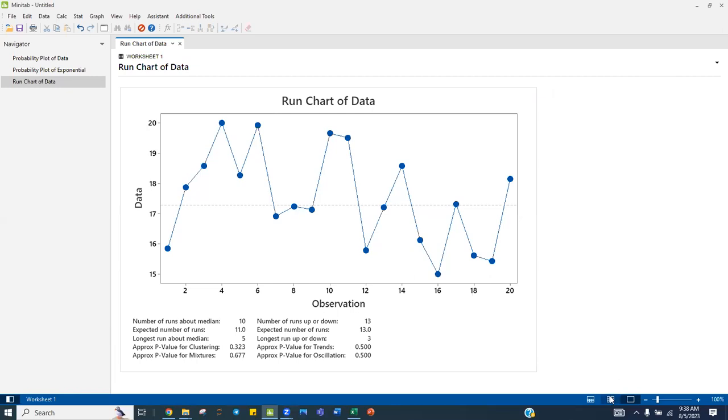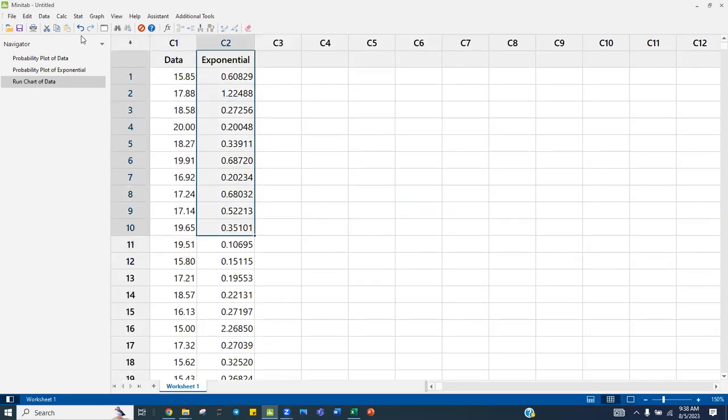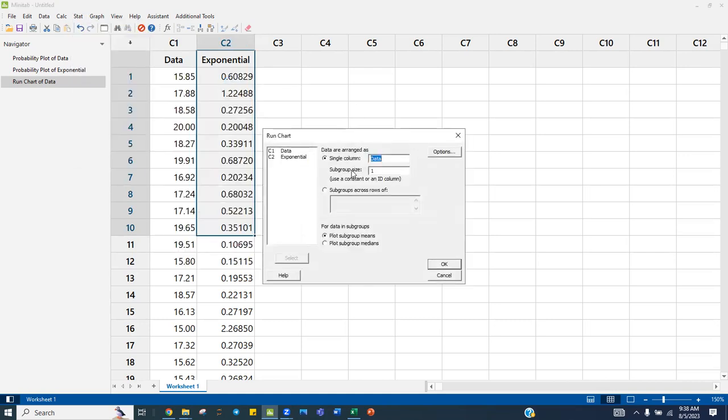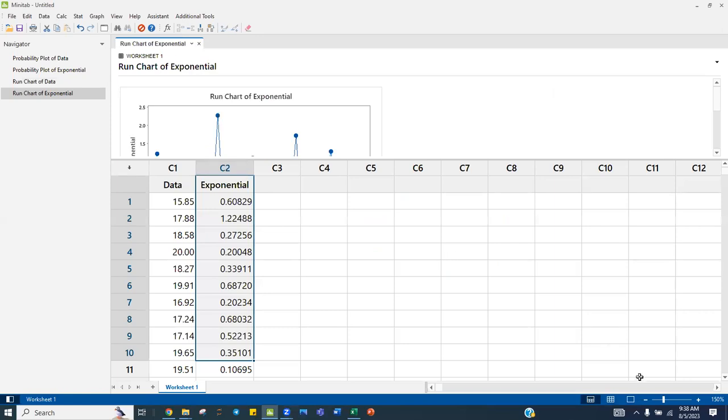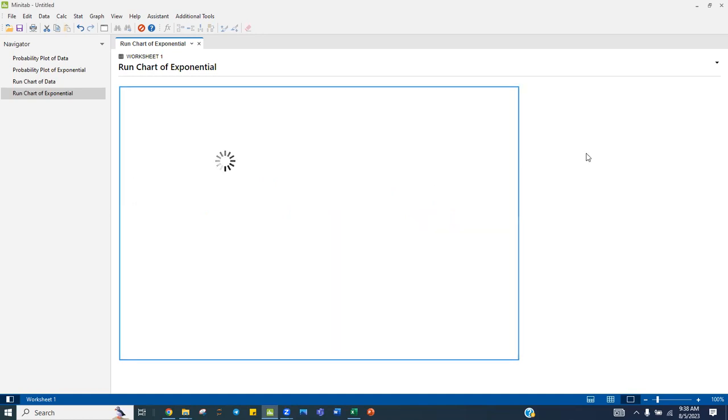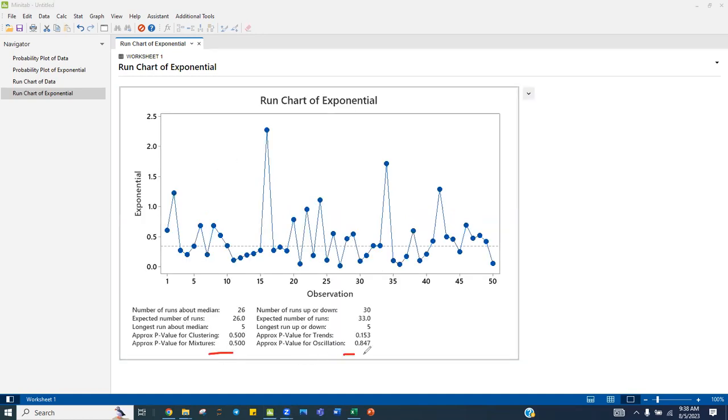Now, maybe I have another data set. Let's see what this data turns out to be. Go to Stat, Quality Tools, Run Chart, and select your exponential data. Because this data is not normal, ideally I should plot the data with subgroups around the median. Click OK. And here I look at this data and find that none of the p-values, whether mixture, oscillation, cluster, or trend, is below 0.05. All 4 p-values are greater than 0.05. So this is also random data.